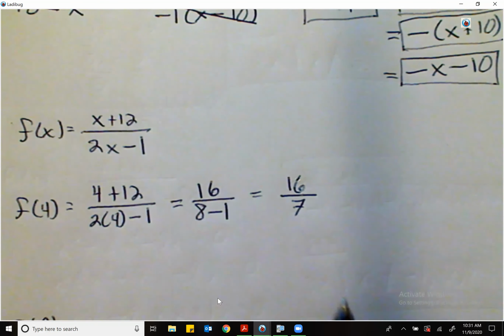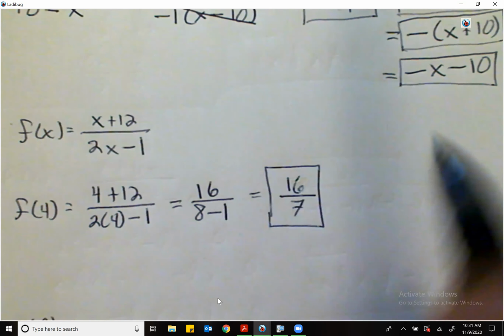And then all we do is repeat the process. Wherever we see an x, we're going to put in 0. So we've got 0 plus 12 all over 2 times 0 minus 1.